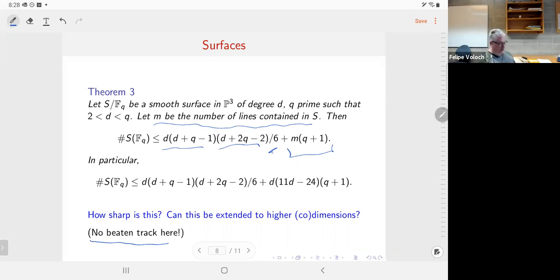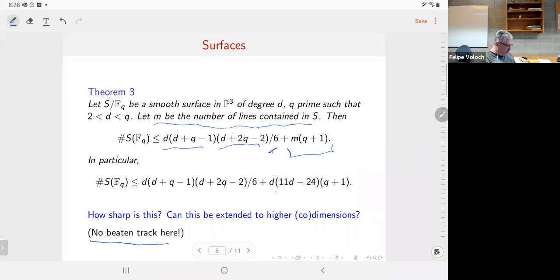And you have to add M times Q plus 1, which is the number of points on those lines, or rather an upper bound for the number of points on those lines. We'll see in the proof, so I'm going to give a sketch of the proof, how this term appears. And of course, there is no analog of that for the situation of curves.